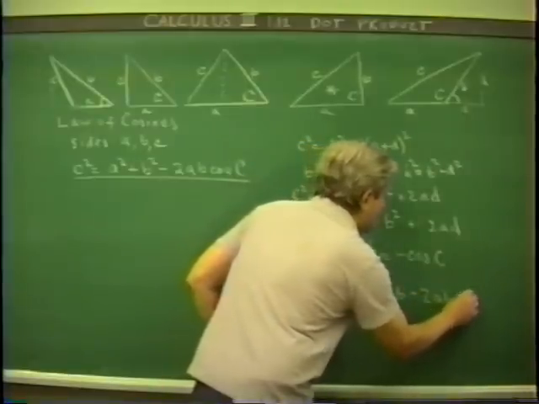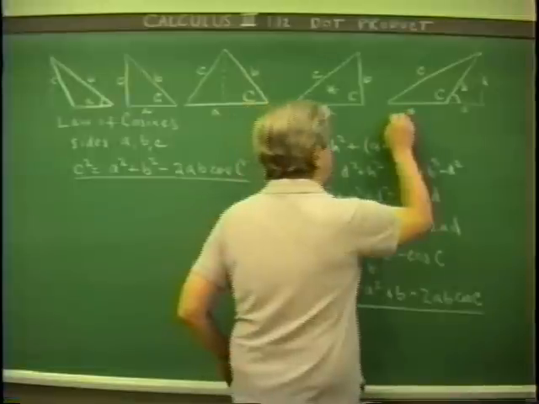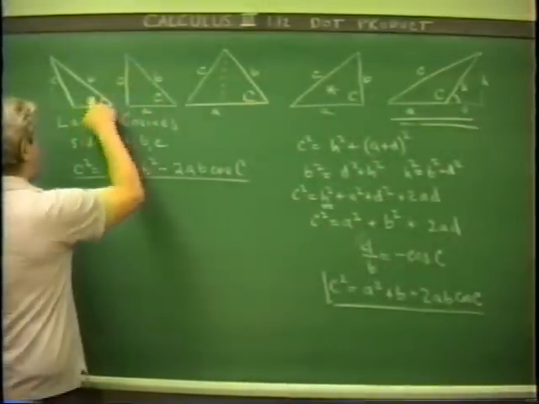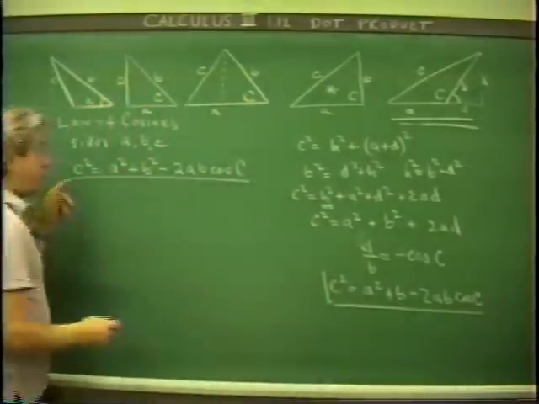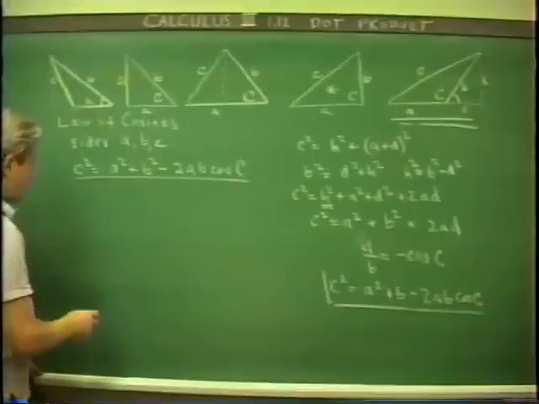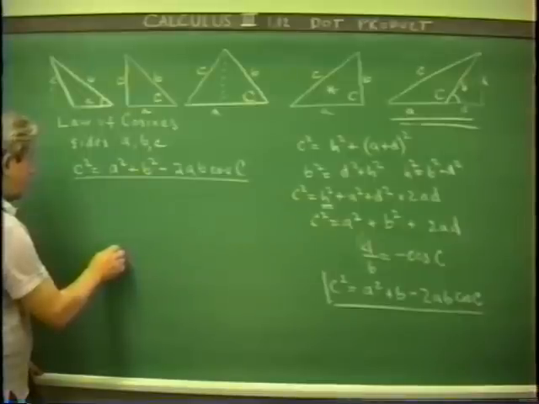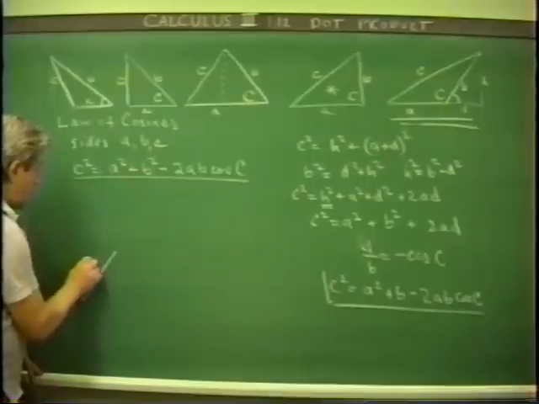C squared is now equal to A squared plus B squared plus 2A times D, and D is minus B cosine C, so we get minus 2AB cosine C. Now that's the proof of the law of cosines for this picture right here. To do it completely, you need to check these other three pictures, which is perhaps a good exercise. Having this though, now we're going to get the significance for the dot products.